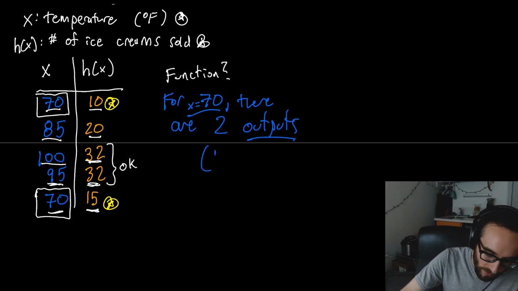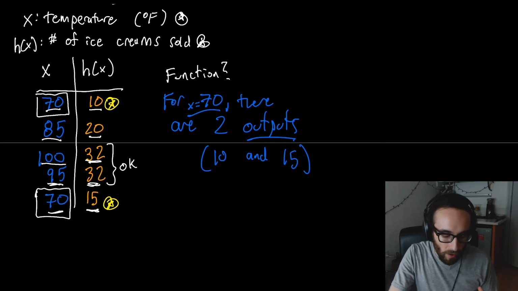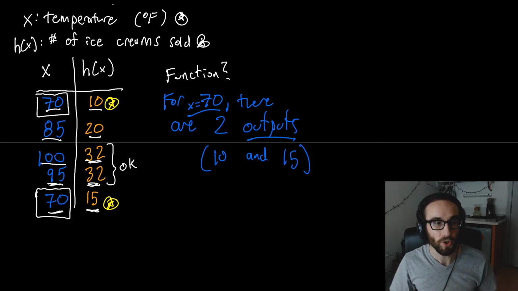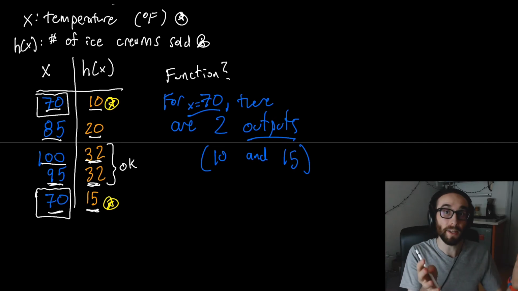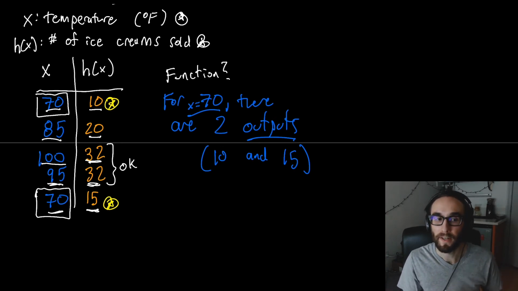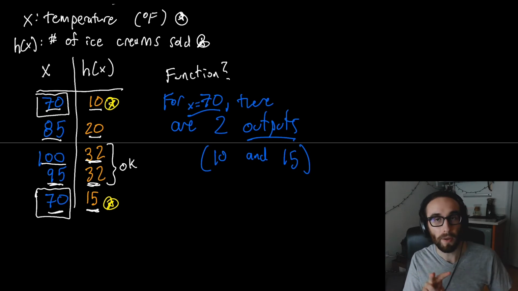And those two outputs, as we can see, are 10 and 15. So this is what makes this table or this relationship not a function, is we have one single input, 70 degrees, that has two possible answers or two possible outputs. So we do not have a function. However, the opposite is okay. If we have two inputs, they give us the same output.